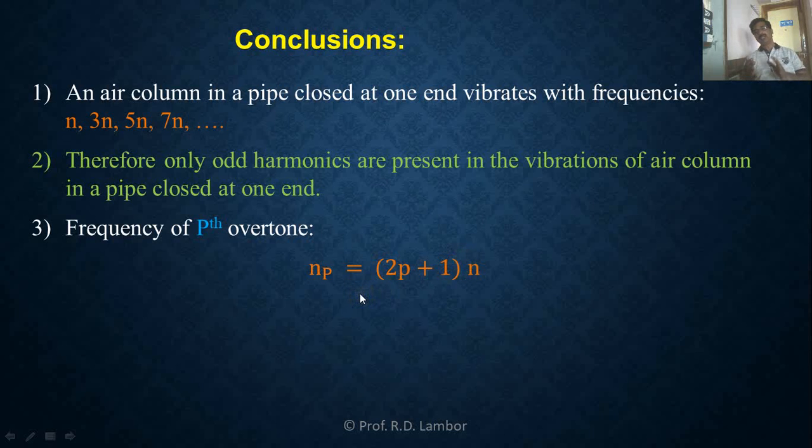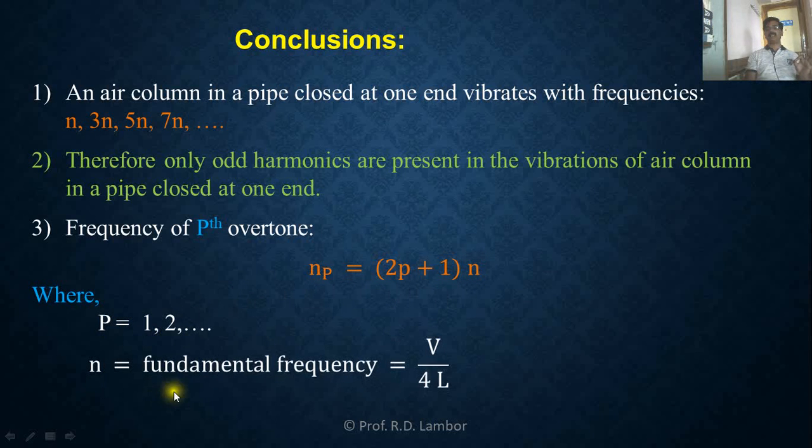So in this way you can find the frequency of the pth overtone using this formula. And in this formula, p takes the values 1, 2, 3, etcetera. Where p takes the values 1, 2, and N is nothing but the fundamental frequency. N is the fundamental frequency whose formula is V upon 4L.